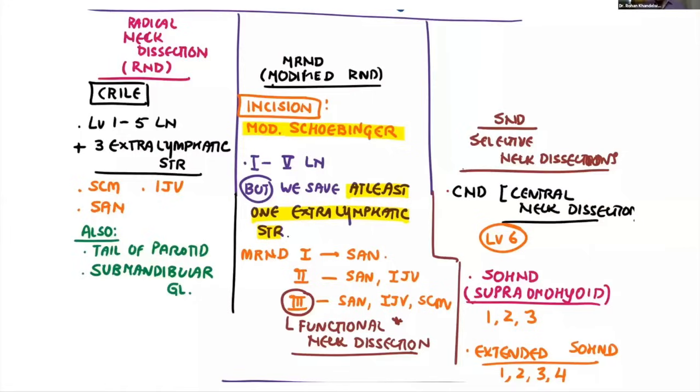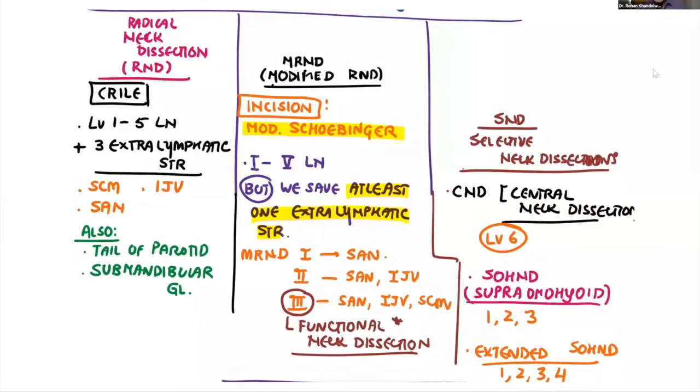So radical neck dissection was described by Crile, the surgeon who described radical neck dissection. Level 1 to level 5 lymph nodes in the neck are removed, plus 3 extra structures. The 3 extra structures which are removed are sternocleidomastoid, internal jugular vein, and spinal accessory nerve. In addition to this, the tail of parotid and the submandibular gland are also removed.